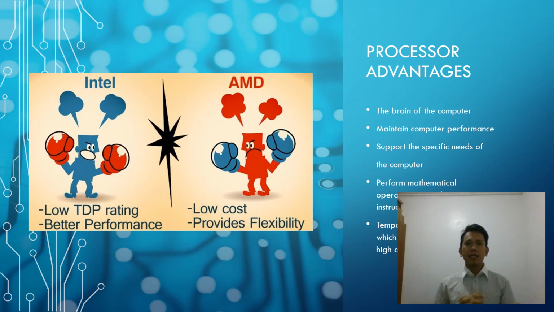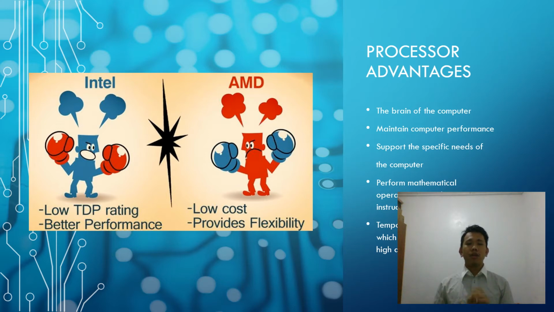And the third, processors support the specific needs of the computer. Intel has the highest specifications compared to other variants. This processor is suitable for hardcore gamers and PC enthusiasts who need high gaming performance and don't heat up quickly.